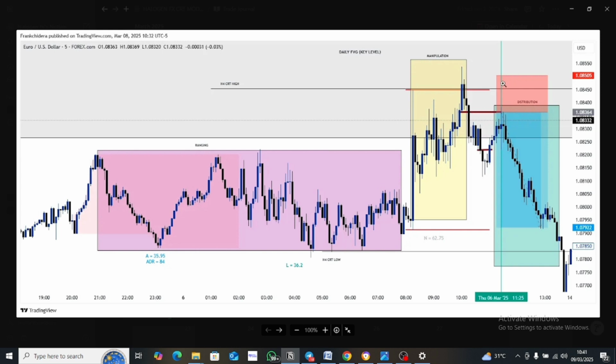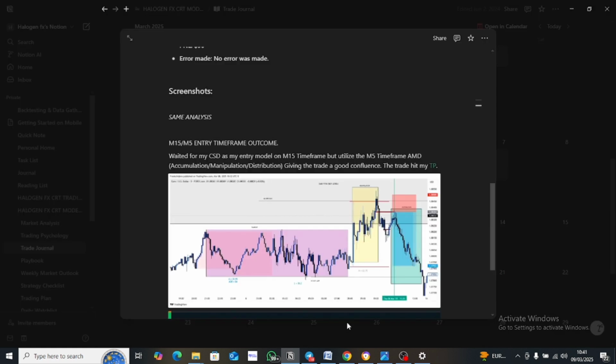You can see the distribution of price. Whenever I see AMD, I get so confident because the market actually moves in this phase: ranging, manipulation, and distribution. All you need to do is to be on the right side of the market, and you see your trade go in the direction. So this was a win for me on that same day, which is March 6th. So the first one was a loss, and the second one was a win.